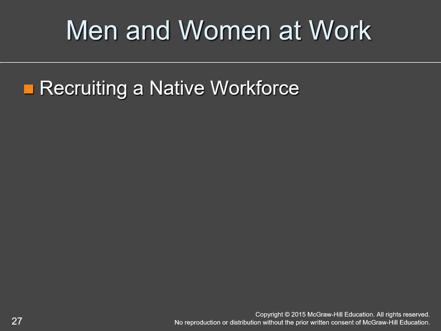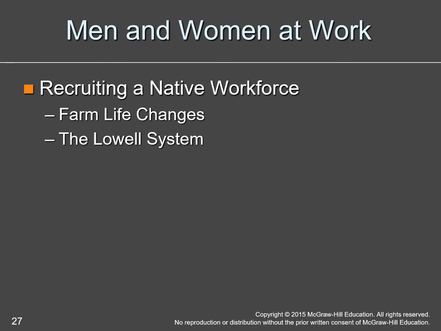So what does that mean? Who's going to come work in the factories? I mentioned this already: farm life changes, so they will be coming. There's a population movement from the farms to the cities. One of the first attempts, and this is one of your readings, is to bring girls off the farm.